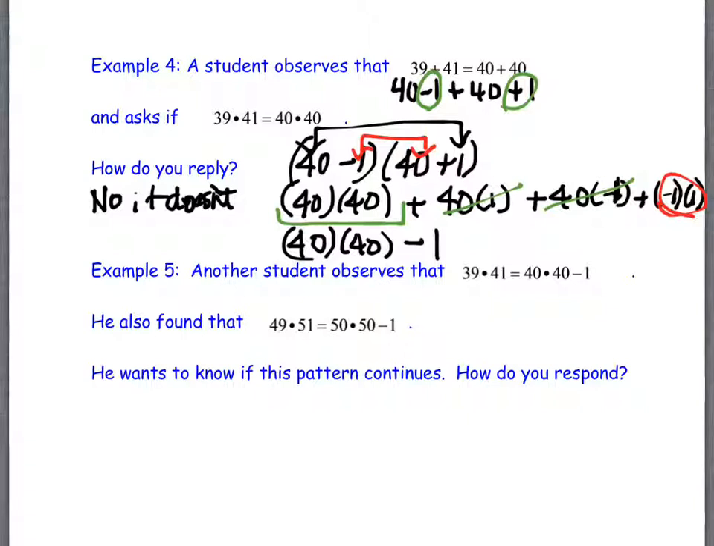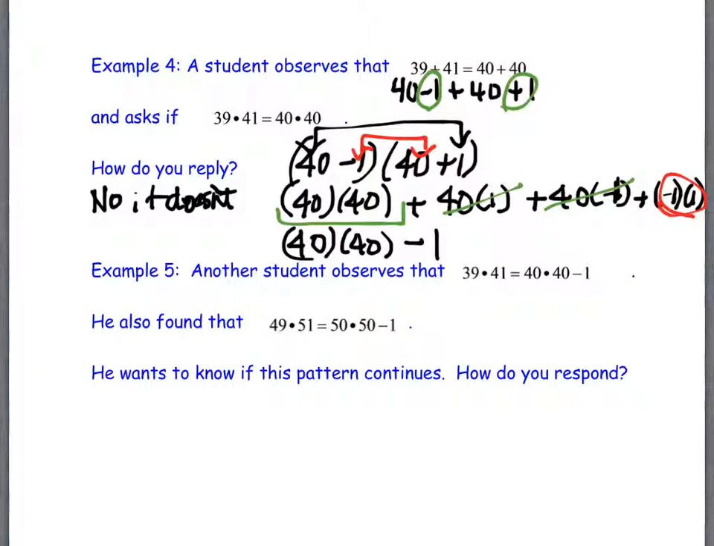Almost done. All right. He also found that 49 times 51 is 50 times 50 minus 1. And the example I gave just a minute ago was that 29 times 31 is 30 times 30 minus 1. He wants to know if the pattern continues. How do you respond? Well, it will continue. It will work. And it will always work as long as the numbers are 2 digits apart.